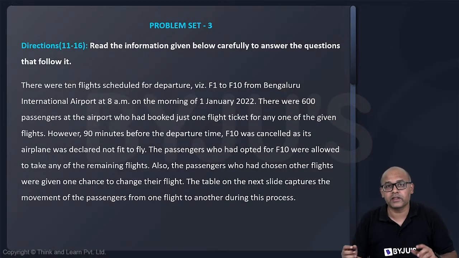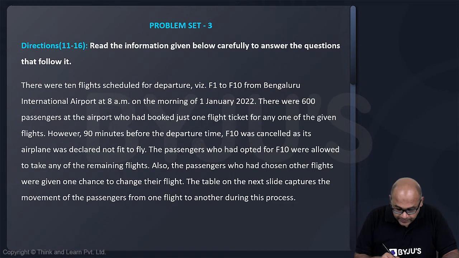Alright, so we're starting with set number 3, which is basically a table filling kind of set, or missing data in a table kind of set. This is not really difficult, but it is a bit lengthy because a lot of calculations were required to get the final answer. But let's go ahead and take a look at what happened in this. I hope you've gone through the set and the information given here.